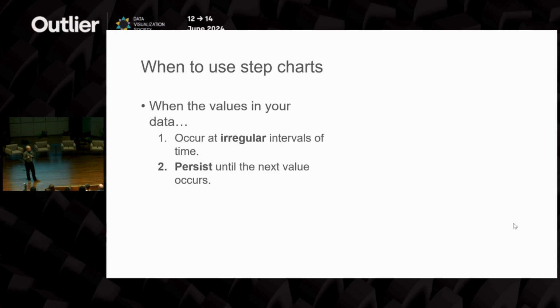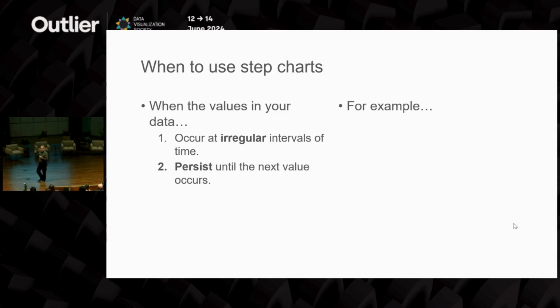And the second is that these are values that persist until the next value occurs. And so when the price drops to $350, that value remains in effect until the next price change occurs. And so if that's the case, then I think you pretty much have to use a step chart. You cannot use a standard line chart.